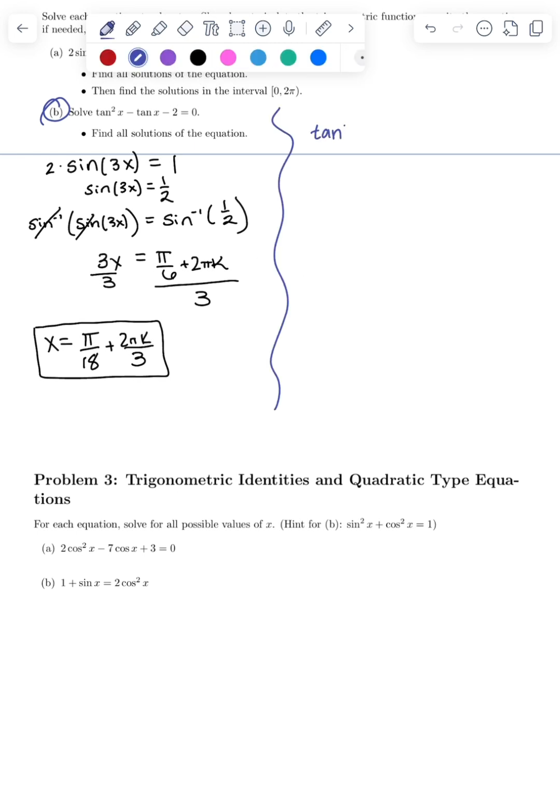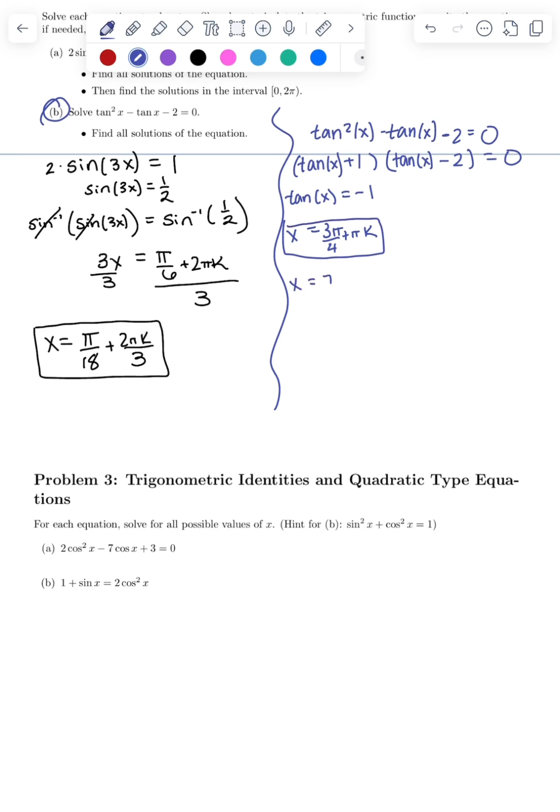For problem B, tangent squared of x minus tangent of x minus 2 equals 0, you're going to factor that. To factor that, you're going to do tangent of x, and then 2 times 1. So tangent of x equals negative 1 at 3 pi over 4 plus pi k, and also at 7 pi over 4 plus pi times k. And then tangent doesn't equal 2.